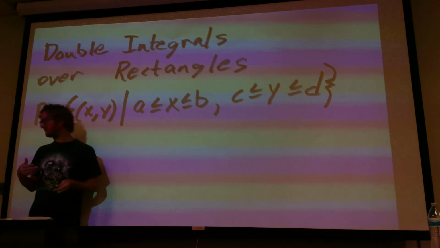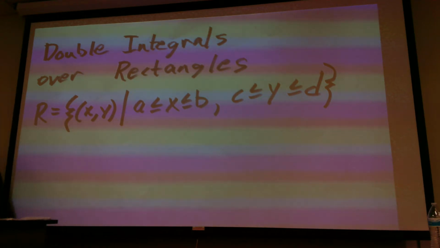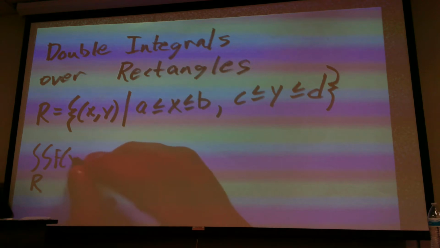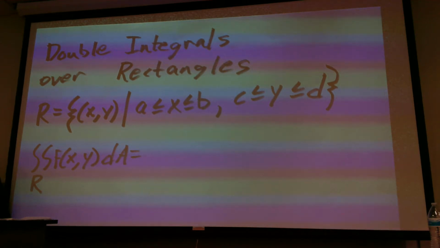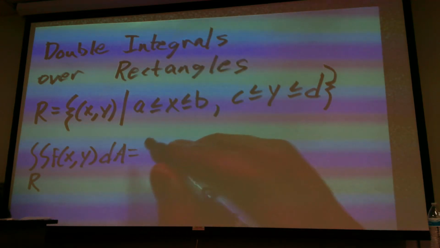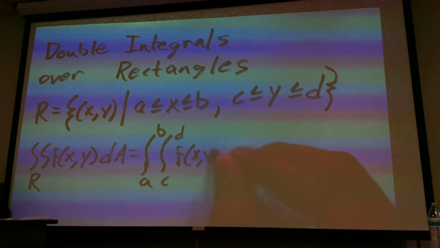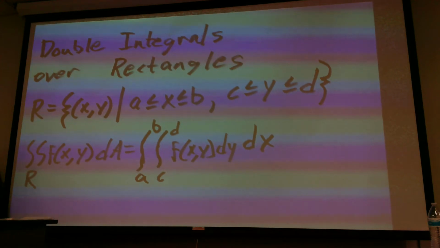So we have z as a function of x and y, and we want to calculate the volume under that. So the double integral upon that region of f of x, y, integrated with respect to the area, is going to equal the integral from a to b of the integral from c to d of f of x, y. Now, the c and the d correspond to the y value, so this inner integral is an integral with respect to y. Now a and b correspond to the x boundaries, so that's the integral with respect to x.